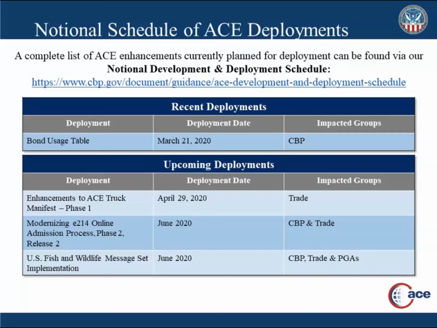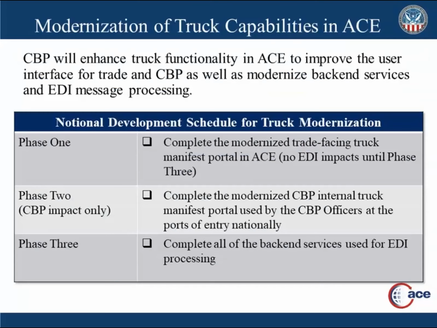So we'll dive a little bit deeper into the modernization of truck capabilities in ACE. Work is currently underway by CBP to enhance truck functionality in ACE. The scope of the project will include improvements to the user interface for trade and CBP, as well as to modernize back-end services and EDI message processing. Input from the trade has been a critical step in kicking off the work. In fact, CBP convened a trade working group in 2018 to gather requirements for this effort.